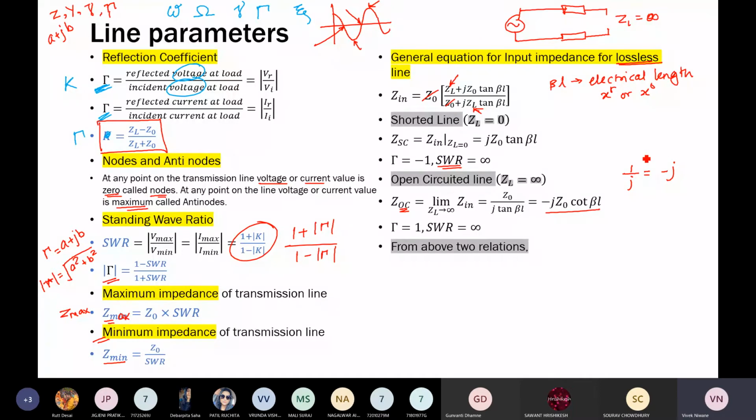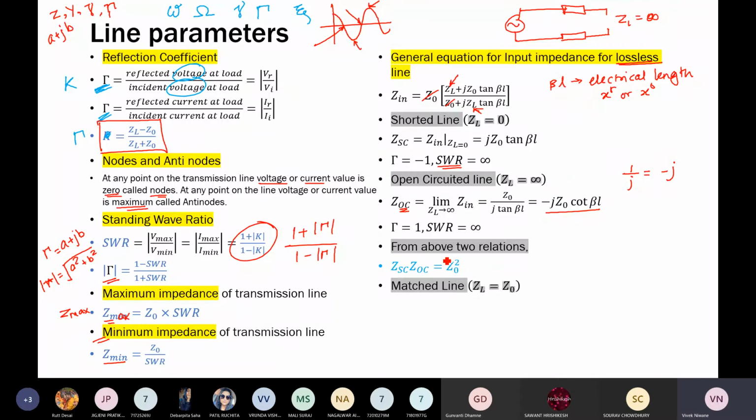What if we compare the two above equations, the short circuit impedance and the open circuit impedance of a transmission line? Then we can write ZSC into ZOC is equal to Z0 square. This kind of relation will be useful to calculate the unknown terms in the numerical.